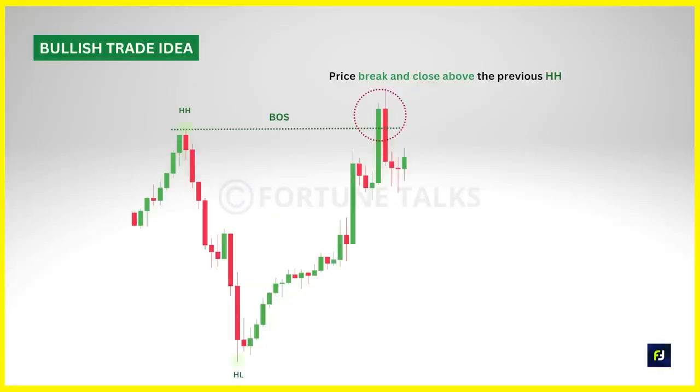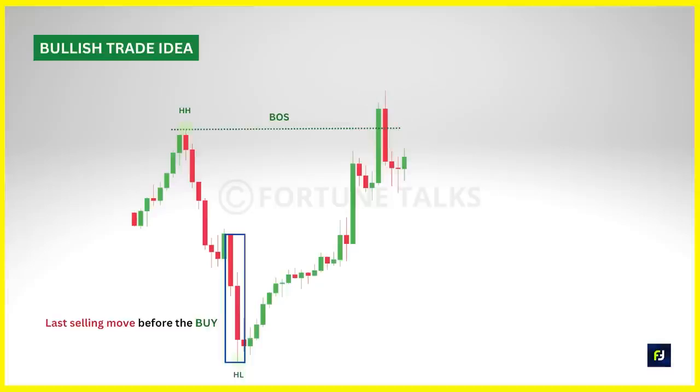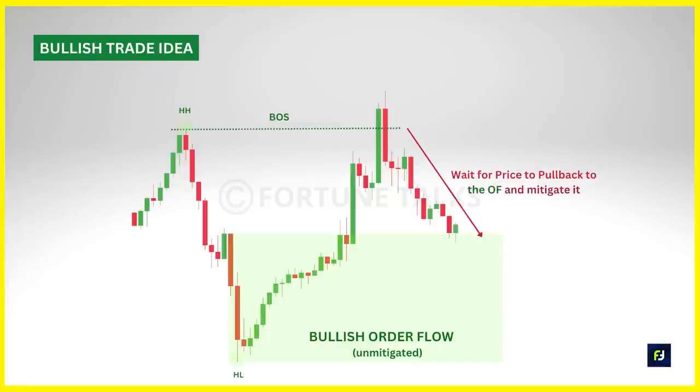This is a bullish market structure. Here you can see that the price has created a bullish break of structure when it broke above the previous major swing high. We can identify the unmitigated order flow by using the method that we have learned. Now we have to wait for a valid pullback to happen. And as you can see, the pullback returned to our unmitigated order flow and tested it.